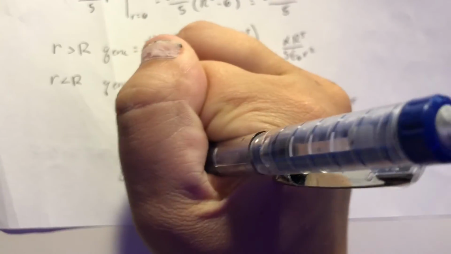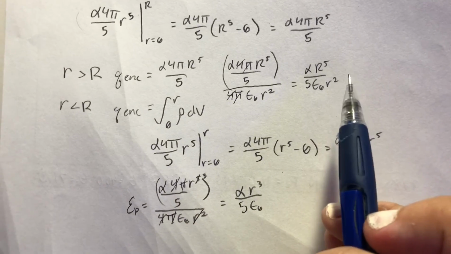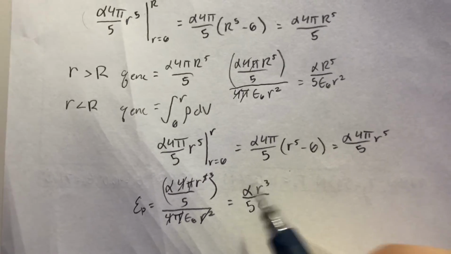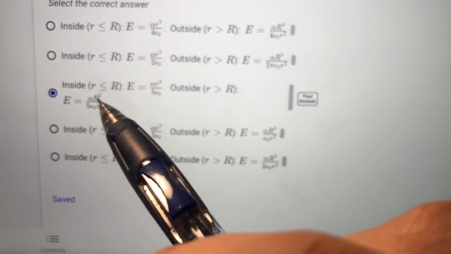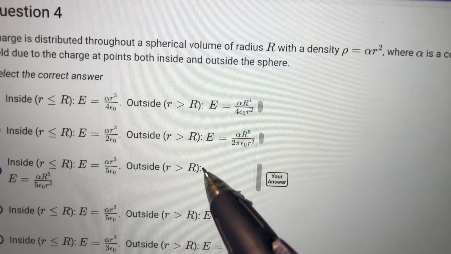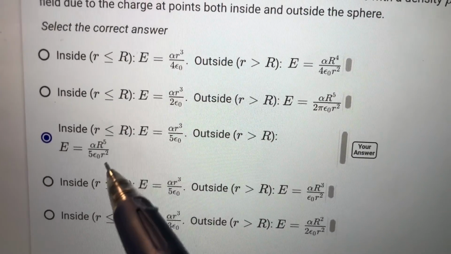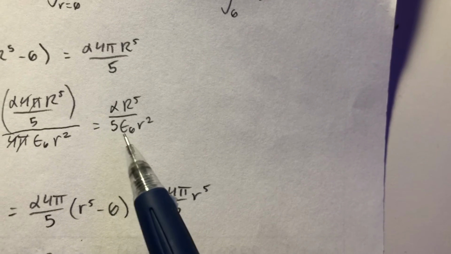That's our electric field at that point if little r is less than big R. So we have our electric field if r is greater than R, and our electric field if r is less than R, which again, big R and small r. And that's going to give us our equations here. So when it's inside, when r is less than this big R, it's alpha r cubed over 5 epsilon naught. And when it's outside, r is greater than big R, that's our alpha big R to the 5th over 5 epsilon naught r squared.